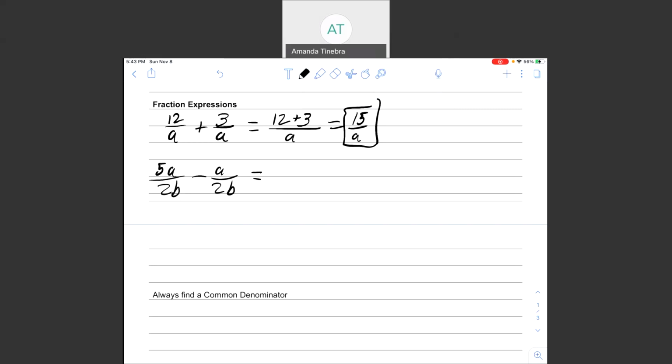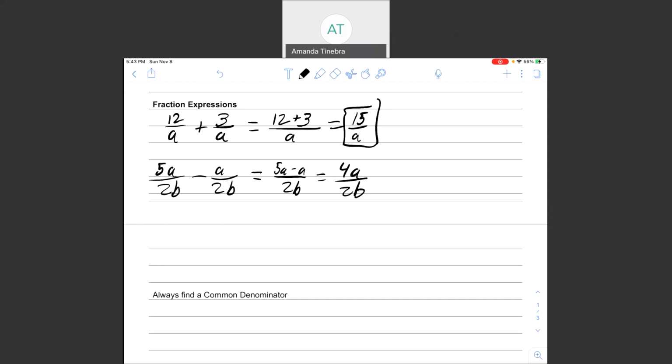For this one to solve it, I see that 2B is my denominator, and that's a common denominator, so I don't have to do anything. On the top, then, I'm doing 5A minus A. Well, if I have 5A's and I subtract an A, that leaves me with 4A over 2B.